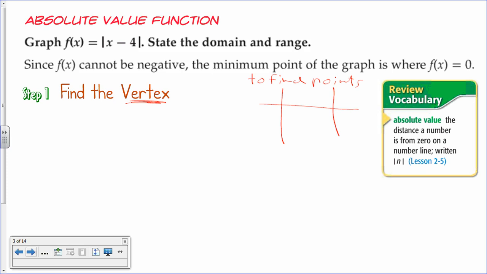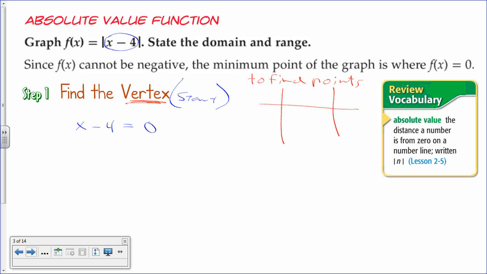Whatever's inside the absolute value, okay, I'm going to take it out and set it equal to 0. Write this down, copy it down. I'm writing, you need to write too. If I write, you write. Okay, so we can say the vertex is my start. That's where everything works from.